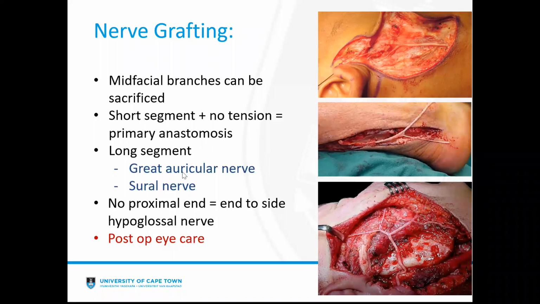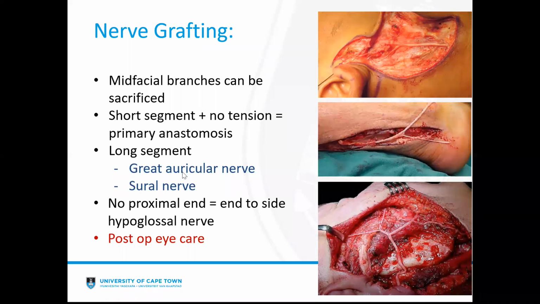When primary repair is not possible due to undue tension or significant nerve resection, then the nerve should be grafted end-to-end using either the great auricular or sural nerve graft. The great auricular nerve has the advantage of being readily available in the surgical field, and it's approximately the same diameter as the facial nerve and has a few branches that can be used to graft more than 1 facial nerve branch. The sural nerve provides a greater length and more branches and is better suited for bridging longer defects.